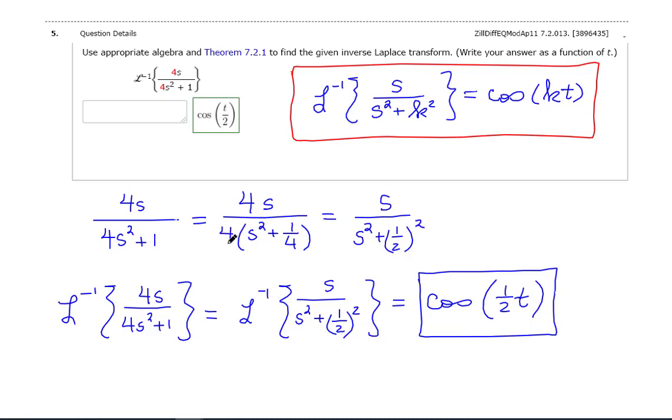So let me factor a 4 out of the bottom. The 4's then cancel, and now I do have s over s squared plus something squared. And so my inverse Laplace transform then is cosine of 1/2 t, the item that's being squared.